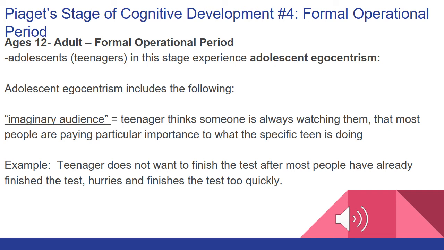Obviously they're unique, but that your experiences cannot be shared. So the first type of adolescent egocentrism is the imaginary audience. This is when teenagers think that everyone is watching them all the time, that all eyes are on them, and that everyone is paying particular importance to that specific person.